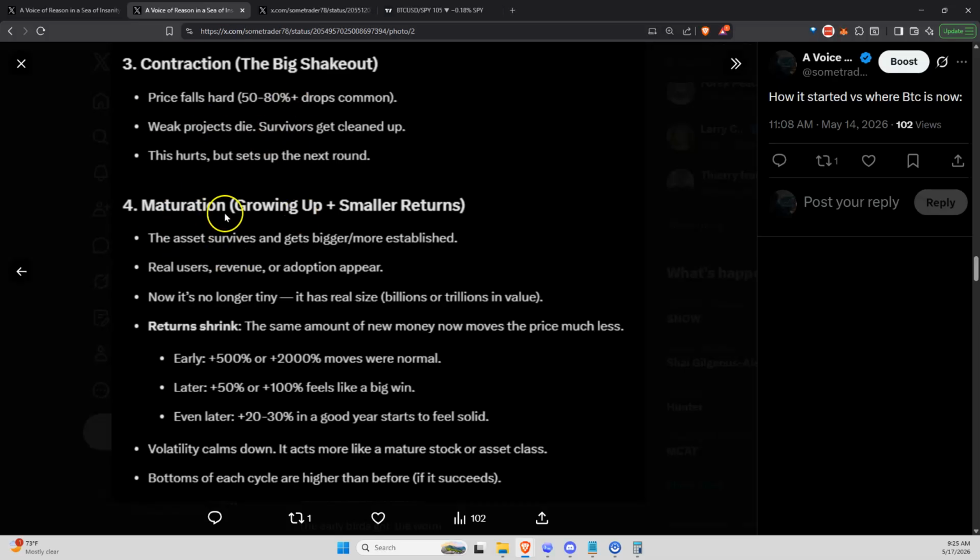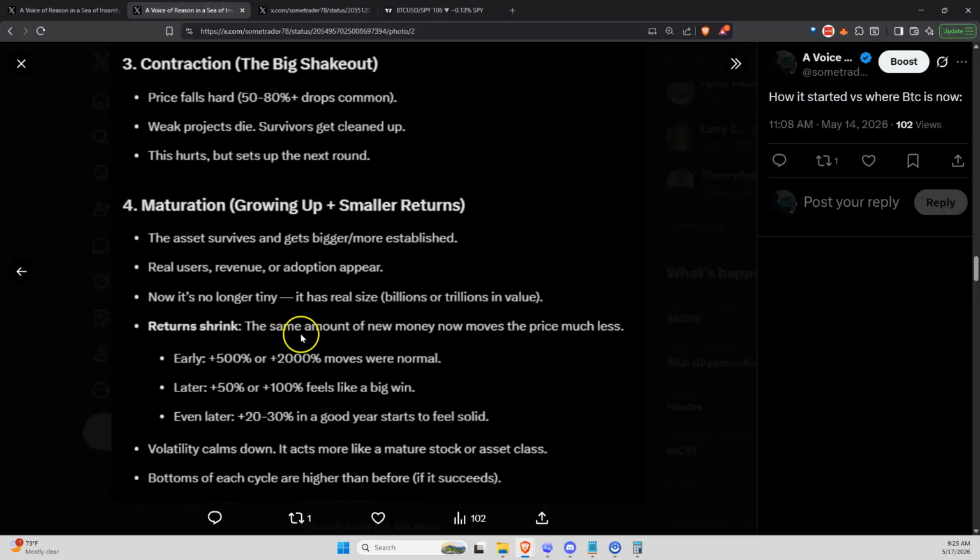And now we finally enter into phase 4, where the asset survives. So Bitcoin has obviously survived. It's bigger, it's more established. We see institutional flows in it. We even see some government flows into it. Real users, revenue, or adoption. So there's no revenue with Bitcoin, obviously, but there are real users, and there's obviously adoption, right? Some governments have actually bought Bitcoin. And of course, we see a lot of big institutions buying Bitcoin. It's no longer tiny. It has real size, billions or trillions. In Bitcoin's case, it's actually a little over $1 trillion right now, about $1.1 trillion invested in Bitcoin. Again, not to be confused with market cap.